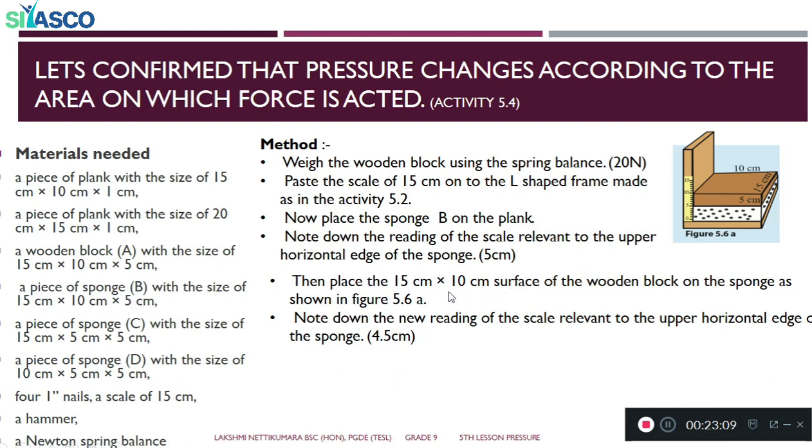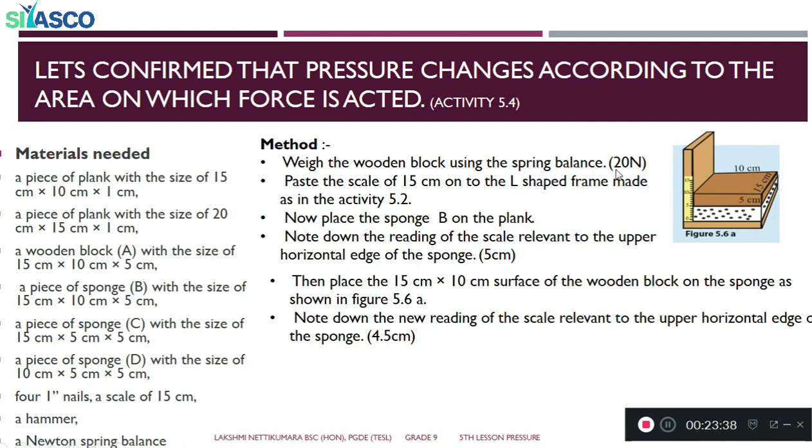So then place, now the sponge area is 15 into 10 into 10. The contact area is 15 into 10. So you have to place the similar side of the wooden block here. Here that wooden block is 15 into 10 into 5. So you have to use this area, 15 into 10, over this.